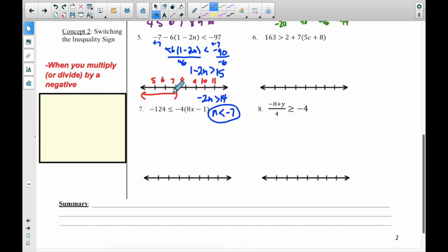So here's my negative 7. I'm going to have my parenthesis, and it's less than, so it's going to the left. I don't know if you've ever learned this, but less than sounds like left. So less than and left go together. In addition, the arrows are pointing the same way. This arrow is pointing the same as this little pointy. That's another thing that happens.